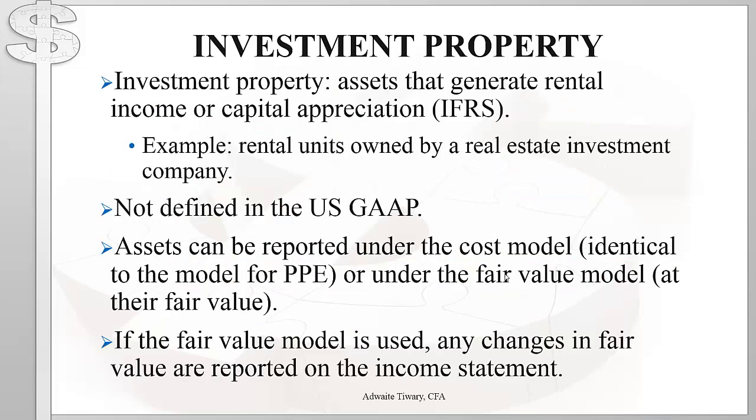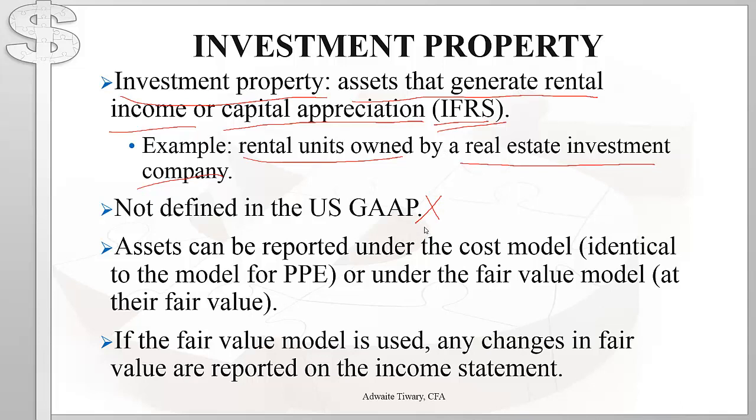The second type of long-term assets that we'll look at in this reading is investment property. These are the assets that generate rental income or are expected to result in capital gains. This is the IFRS definition. A common example is used in the context of real estate companies that own rental units. The concept of investment property is not defined in the US GAAP.